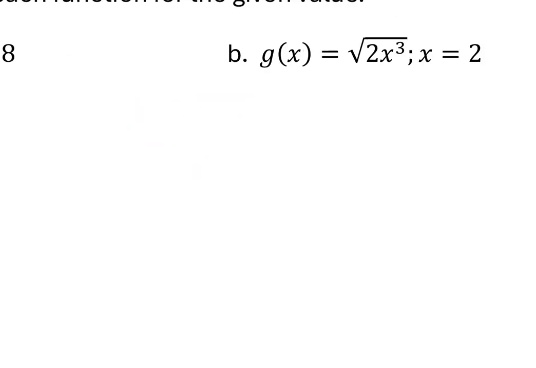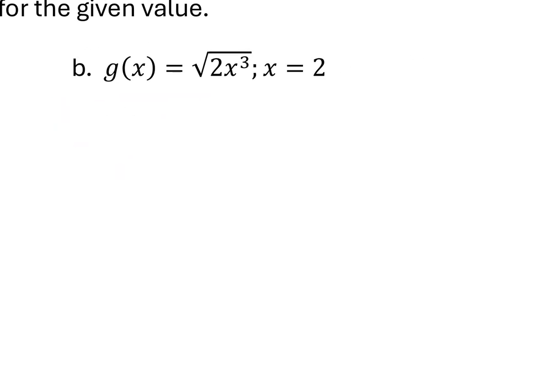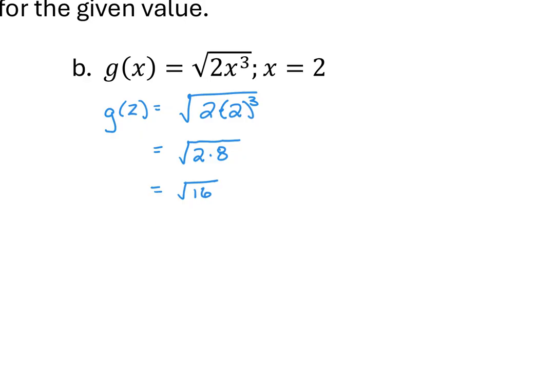All right, let's come over to example B. Example B, we have g of x equals the square root of 2x cubed. And so if we plug in 2 for x, we get the square root of 2 times 2 cubed. We do want to follow order of operations. 2 cubed is 8. If we multiply that by 2, we get 16. And the square root of 16 is equal to 4.